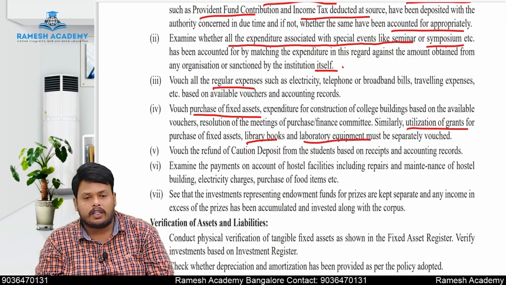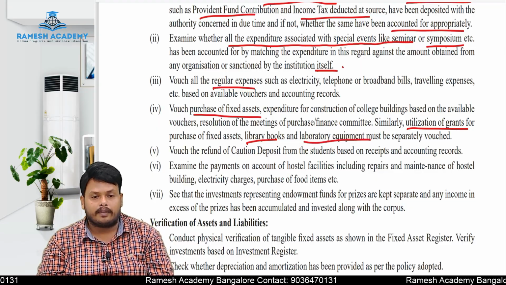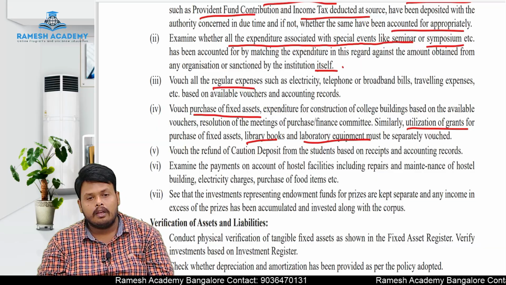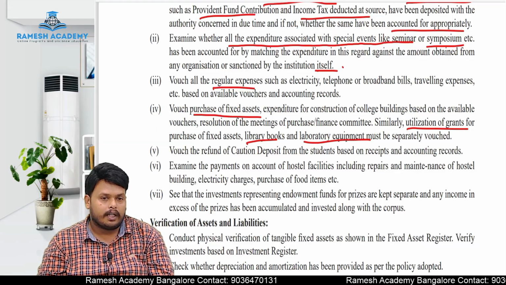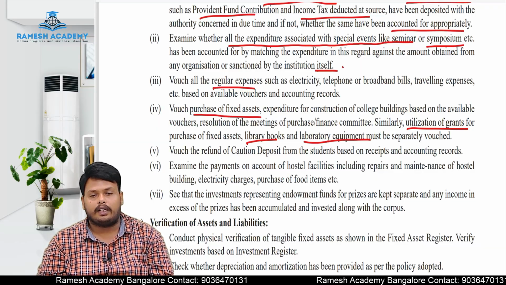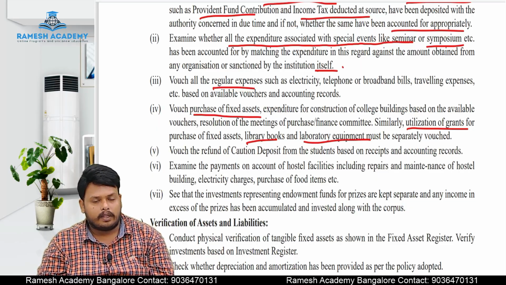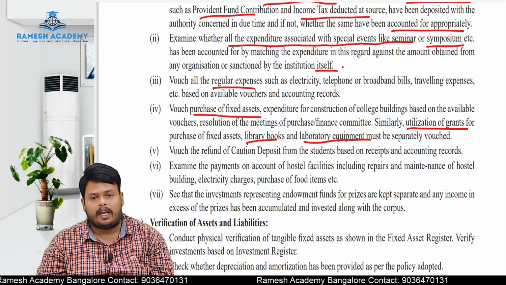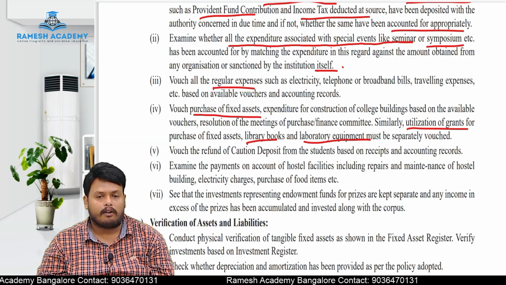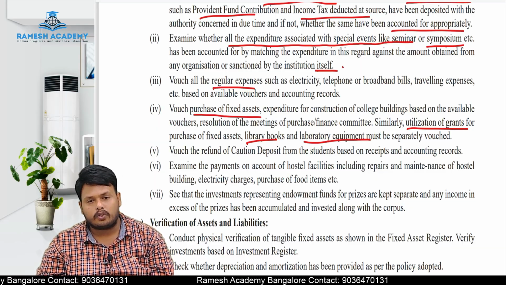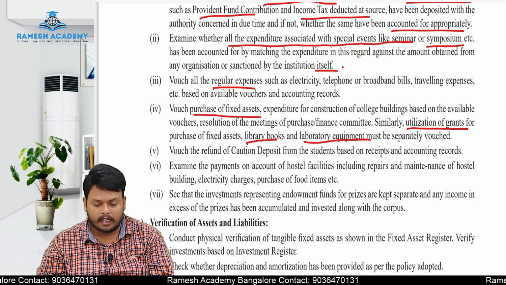So whenever an education institution is procuring any fixed assets like constructions or otherwise, if they are purchasing benches, equipment for the laboratory, boards, tables, chairs, fans, AC, whatever equipment the organization is purchasing, all these things should be vouched by the auditor with the relevant vouchers.